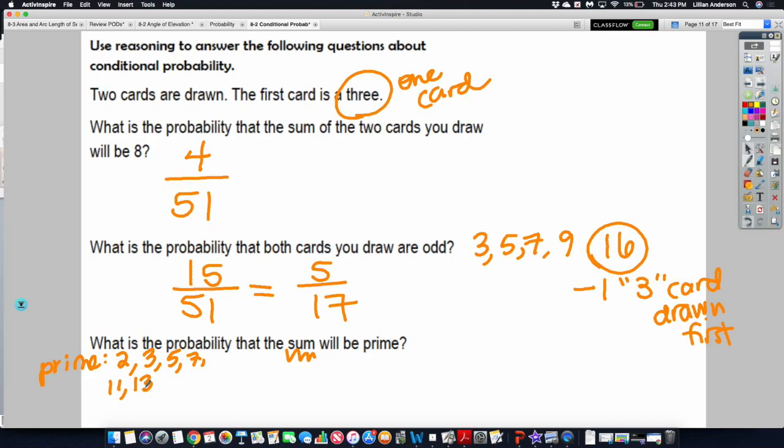And actually, I can take out 2 and 3. Because of what reason? I can't add anything to get a 2 if I already have 3, and there's nothing I can add to 3 to get 3 if I'm dealing with 2 cards. Okay? So I still have this first card.